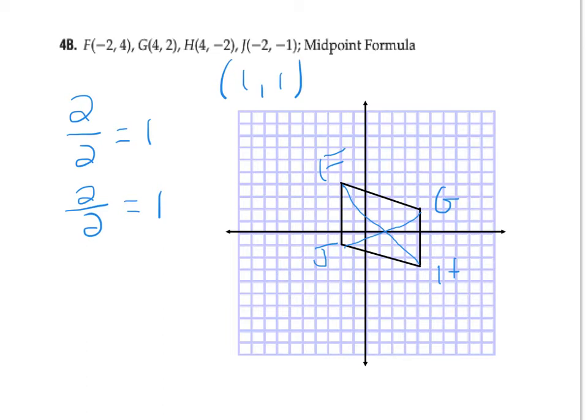Let's look at the x's first. 4 plus -2 is 2. 2 over 2 equals 1. And let's look at the y's. For GJ, 2 plus -1 is 1, over 2 is 1/2. Well, my ordered pair for this one now is (1, 1/2). So guess what, folks? This is not a parallelogram. The diagonals do not bisect each other.